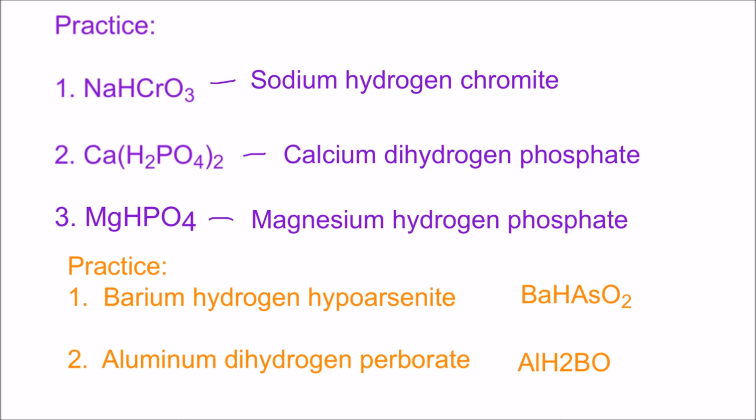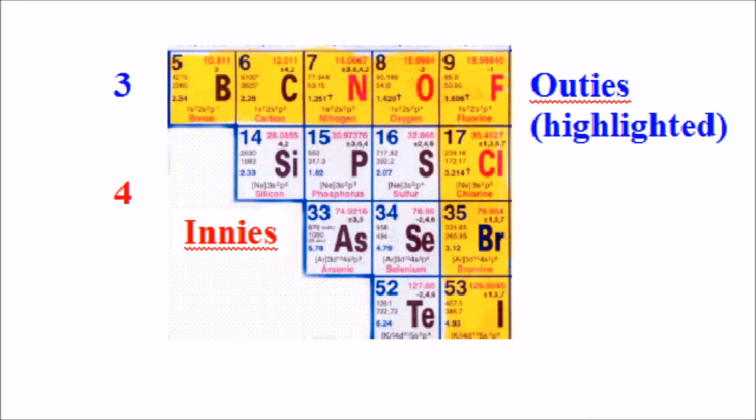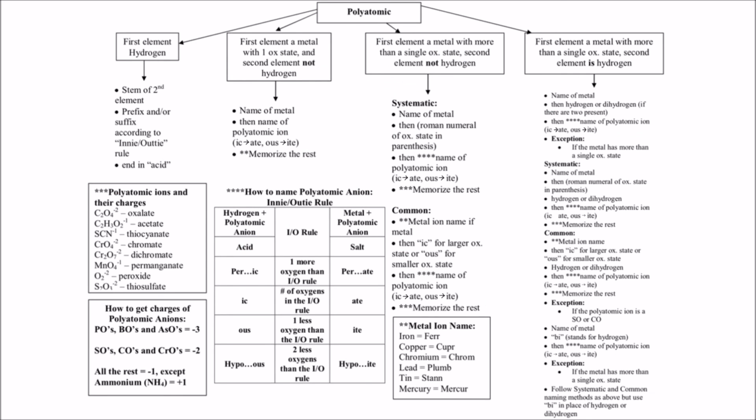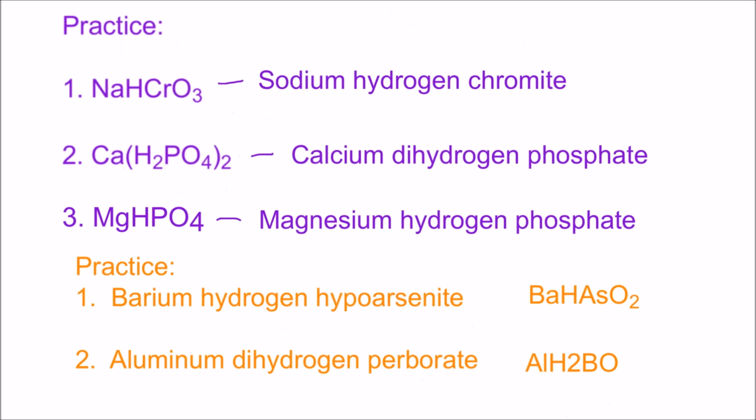Now we need to figure out how many oxygens. We'll use the any-outie rule to do that. Okay, boron is right up here. It's an outie, which means it wants 3 oxygens. We have the prefix of per and the suffix of ate, which means we have 1 more oxygen than the any-outie rule calls for. So instead of 3 oxygens, we're going to have 4.